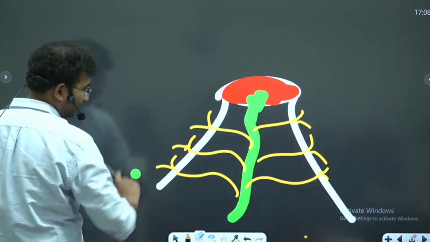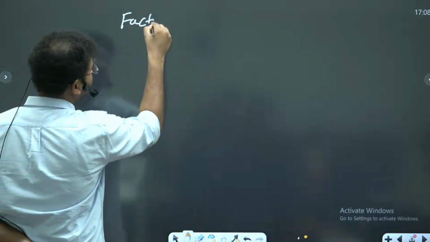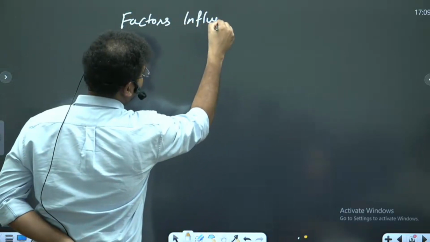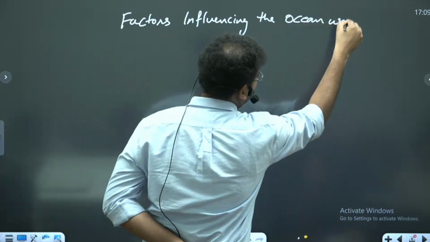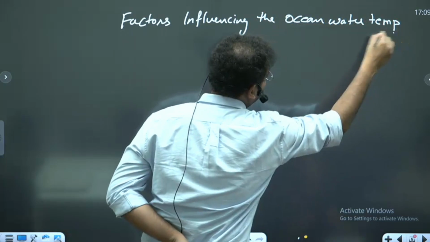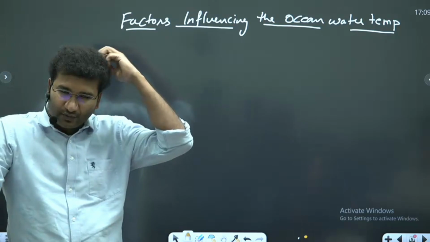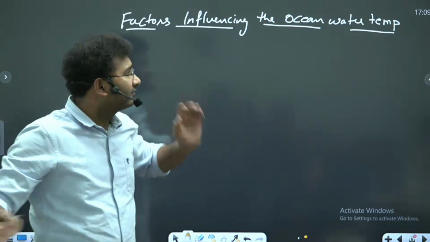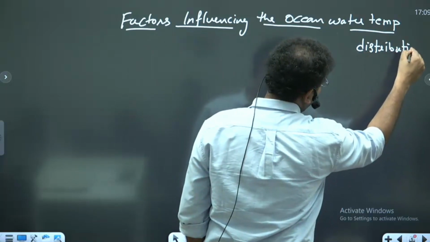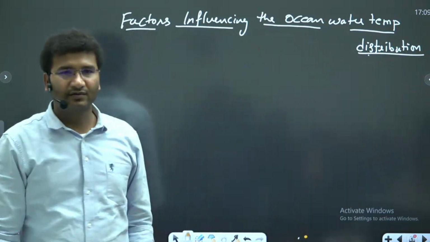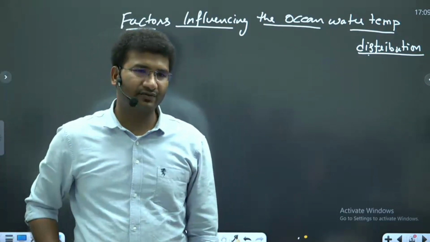The topic that we are going to study is factors that are influencing the ocean water temperature, or temperature distribution. So this is the topic that we are going to cover. Now firstly, on a broader level, what are the factors that influence the distribution of the ocean water temperature?